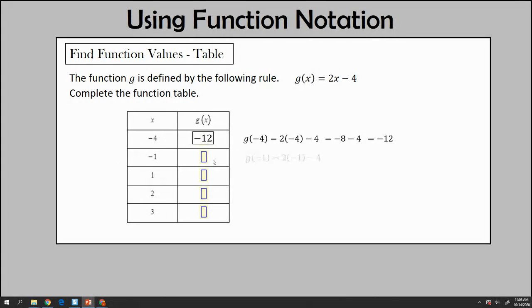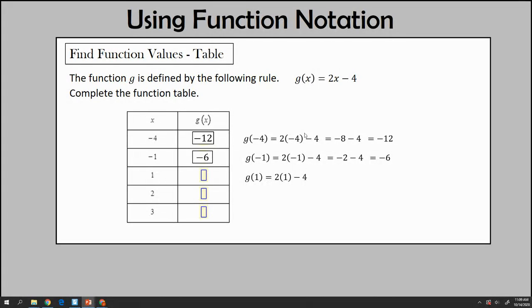Do it for -1. You start all over again. So g of -1 means I'm going to replace the x in the g function with -1. That's going to give me -2 minus 4, which is -2 plus -4, -6. So when you input -1, your output is -6.